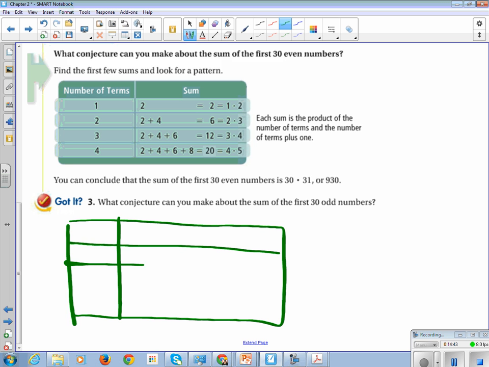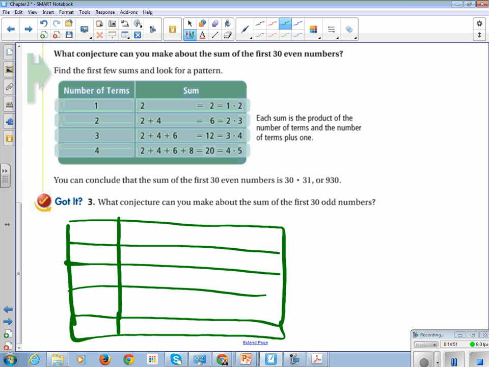So hopefully we only need 5 terms to find the pattern. So we're going to go 1, 2, 3, 4, 5. And the first odd term is 1. That is equal to 1, which is equal to 1 times 1.